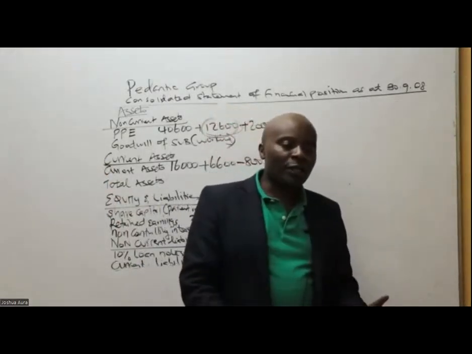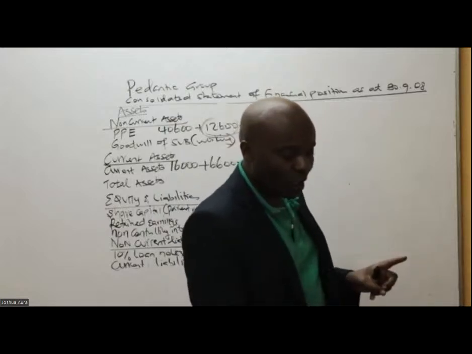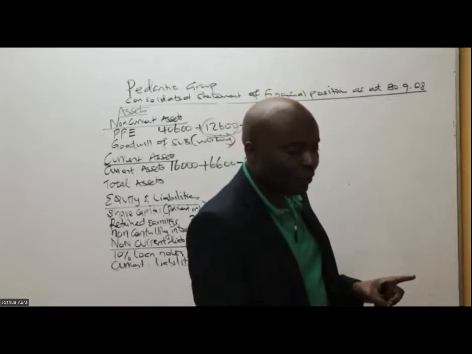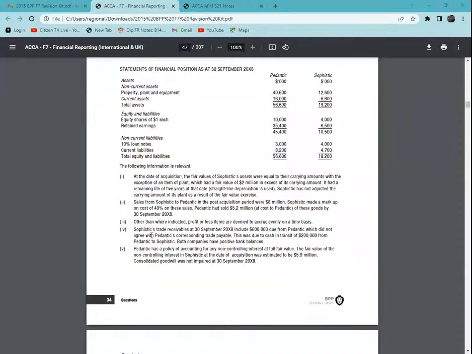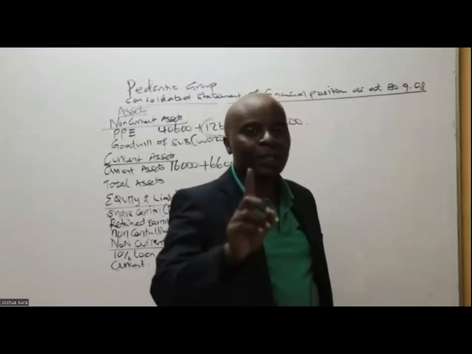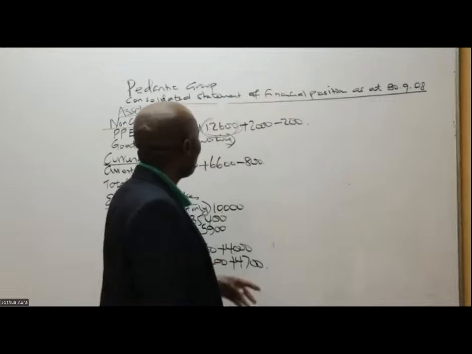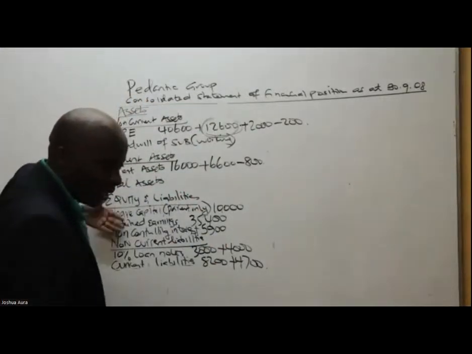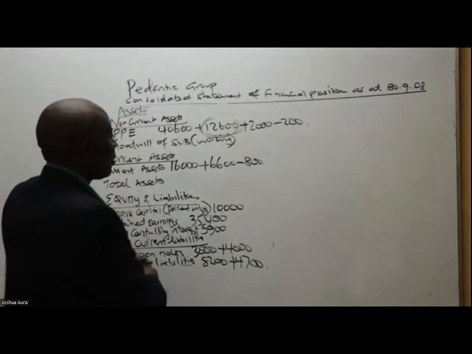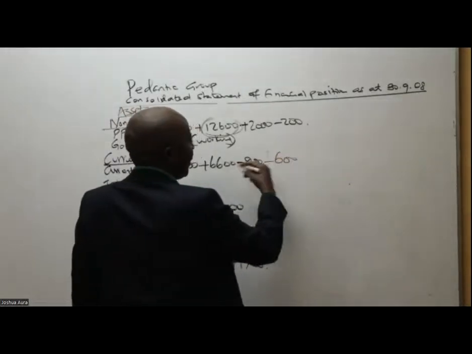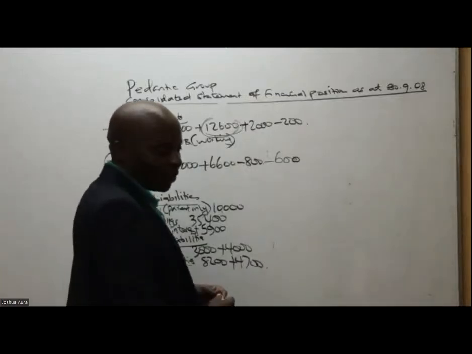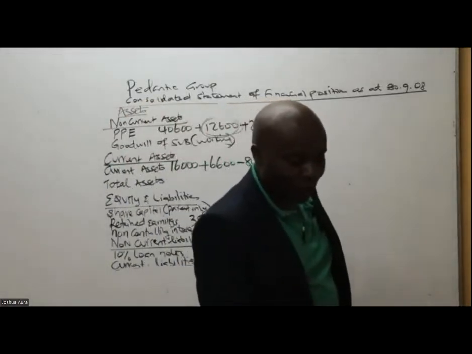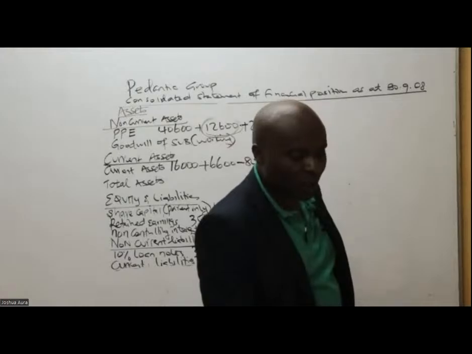So I need to go to the receivables. Sophistic trade receivables include 600,000 from the father. So please go to the receivables and strike off that 600. Where do I find receivables here? Current assets. So go there and say minus 600. Then continue reading the sentence.